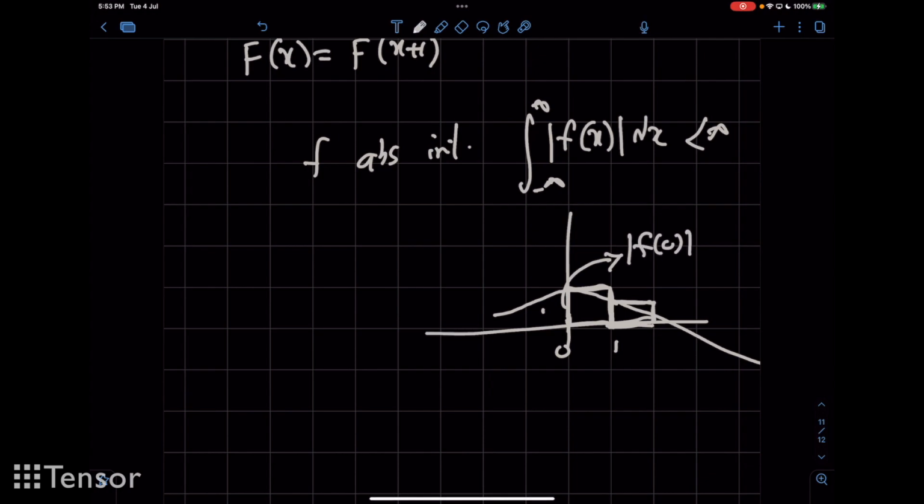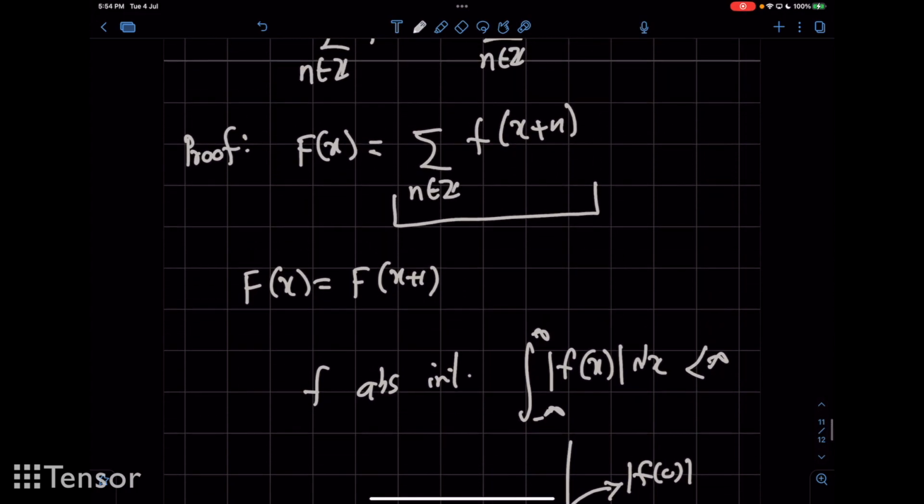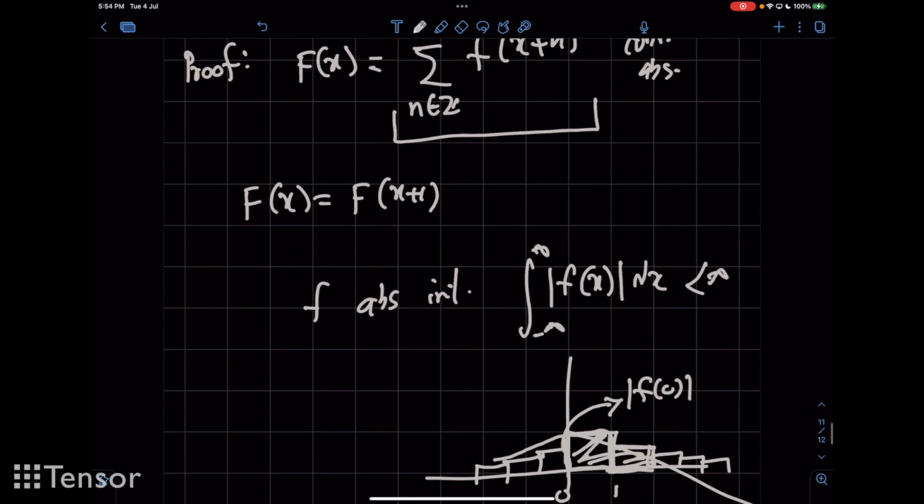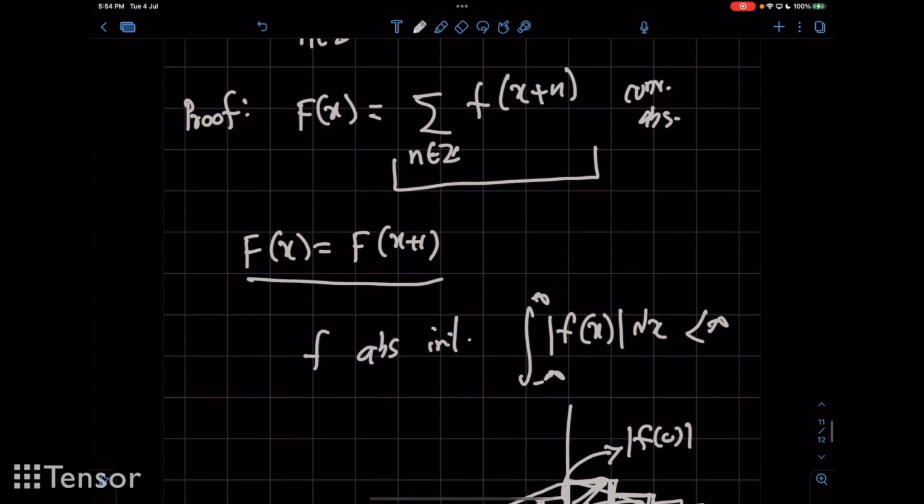Right? And since f is absolutely integrable, the sum of the areas of these little rectangular boxes must be finite, since these boxes are used to approach the integral of the absolute value of f. So since f is absolutely integrable, this sum converges absolutely. Since it converges absolutely, we don't have any rearrangement issues, so we can rearrange the terms and get the same summation. Therefore, capital F of x is exactly the same as capital F of x plus 1.